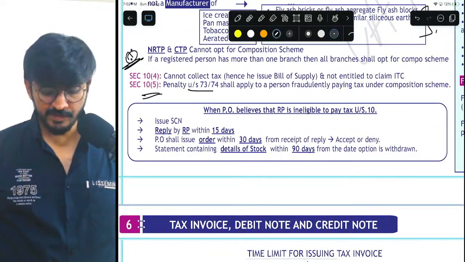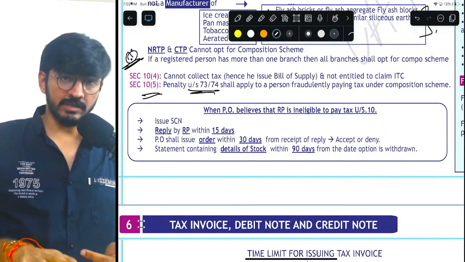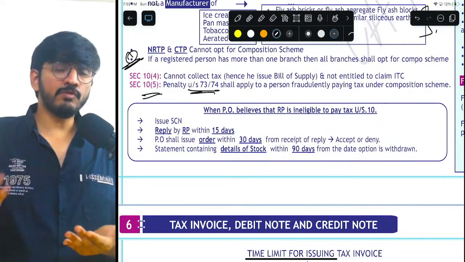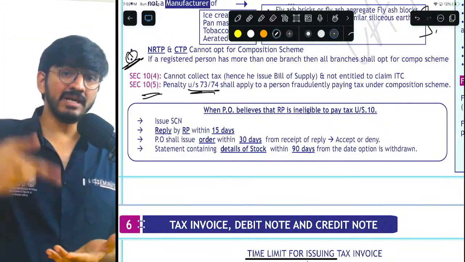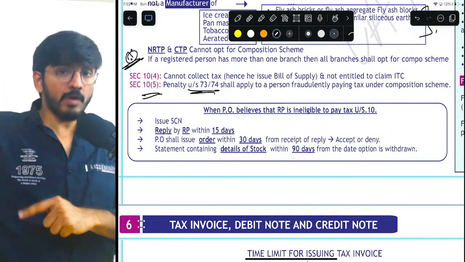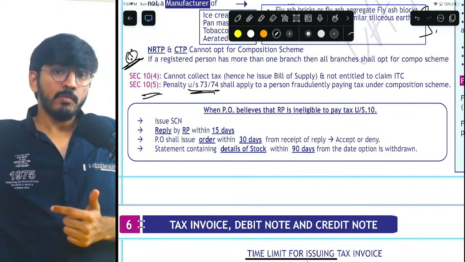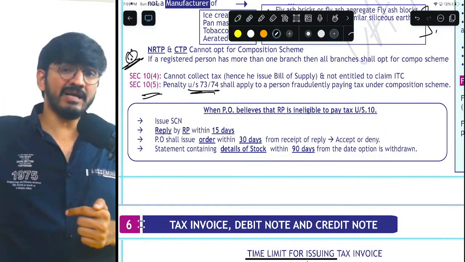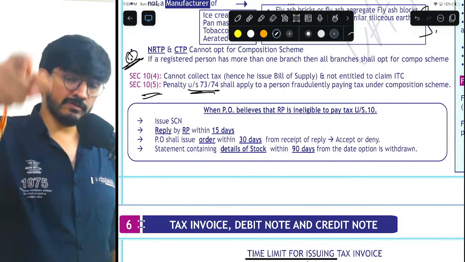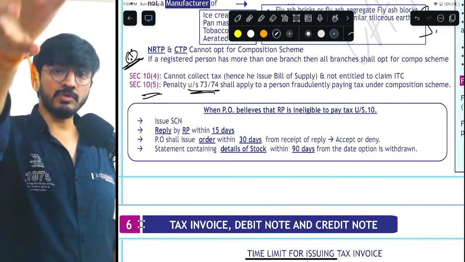What does 10.5 say? 10.5 specifically says that if you were supposed to pay tax as per the normal scheme because your compo scheme has lapsed, either you've exceeded 150 or you've contravened any of the conditions, then in that case, instead of paying taxes as per the normal scheme, you are continuing to pay taxes as per the compo scheme. Not done. The proper officer will send you a demand notice under section 73, 74. After that show cause notice, you need to reply.